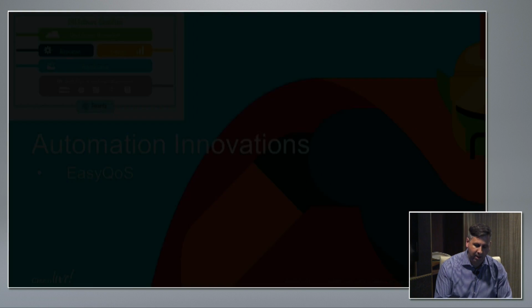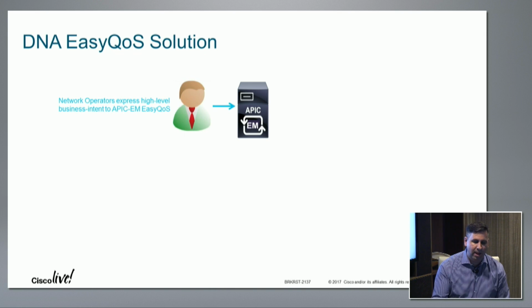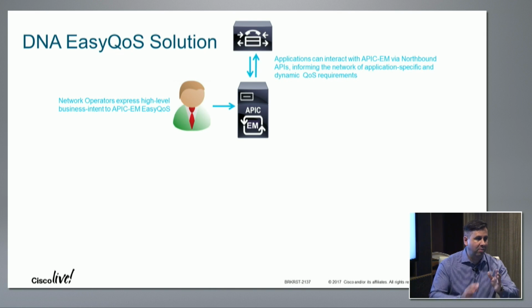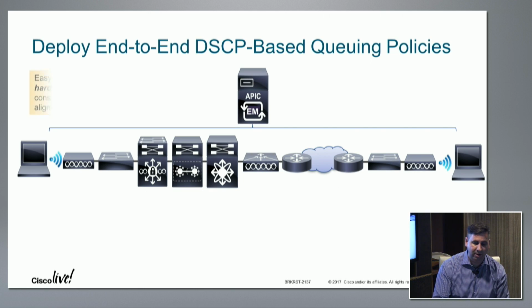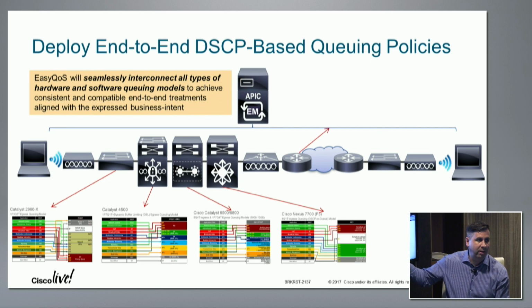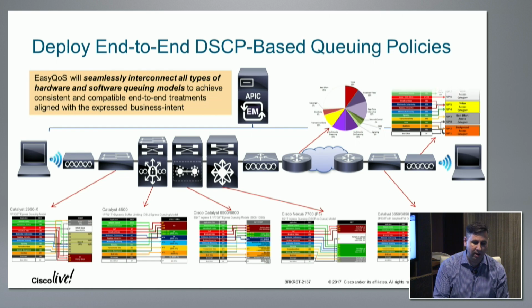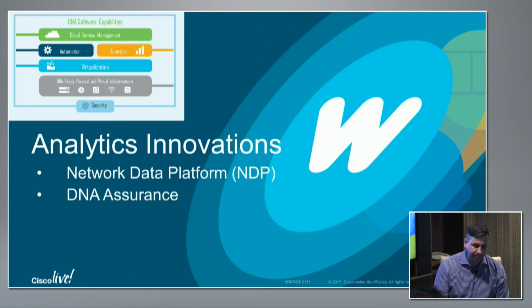Now, moving up within DNA at the automation layer, we have tools like EasyQoS that can take business intent as well as have interactions with applications in real time and then communicate those requirements to the network infrastructure, knowing all the Cisco validated best practices of every device. So this is how we can navigate through that ugly complexity of all the different queuing models that have been deployed in our brownfield deployments for QoS and stitch together a holistic, cohesive policy, saving our customers a lot of time, a lot of money.